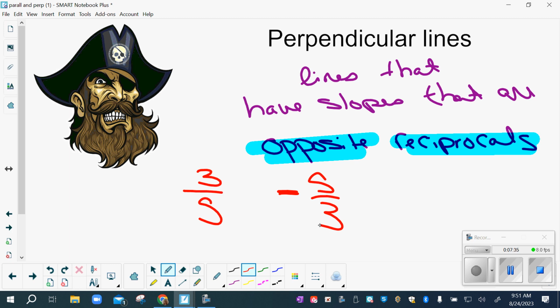If you just have one, like I have kids who'll be, oh, 1/2 and negative 1/2, those are perpendicular. No, they're not. Or I'll have kids who will say, oh, I got 2 and I got 1/2. Those are perpendicular. So first thing, they got to be opposites. One has to be positive, one has to be negative.